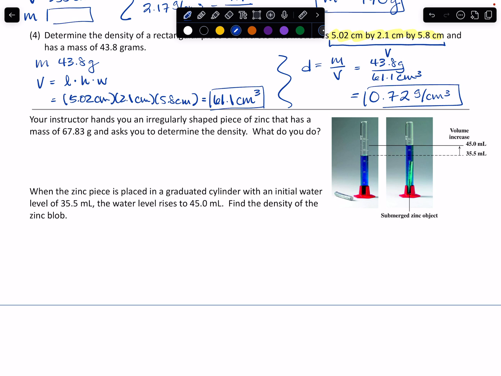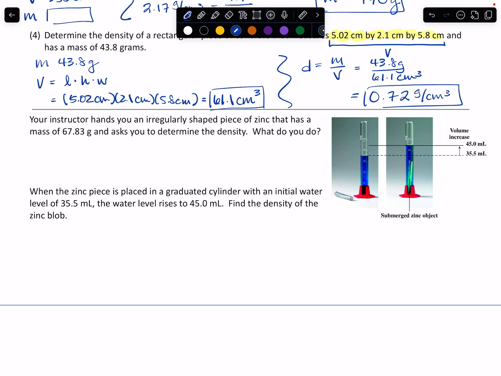But a lot of the time, the object we're trying to determine the density of doesn't have a regular shape, so you can't just use a formula like length times width times height, like we just did. If you have an irregularly shaped object, you're going to have to use some other method to determine that volume. And the best method to do that is called volume by displacement.